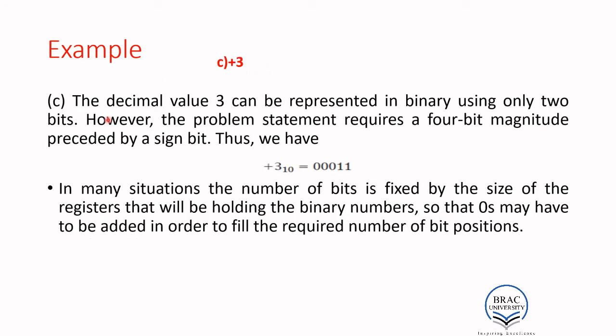Plus 3. So the decimal value is 3 and can be represented in binary using only 2 bits, 11. 11 is 3. However, the problem statement requires a 4-bit magnitude preceded by a sign bit. So that means in front of 11 we need to put 3 more bits to make it 5 bits. So 2 bits 00 and another 1 bit for the sign bit. As it is plus 3, we'll put 0. If it is minus 3, we then put 1.